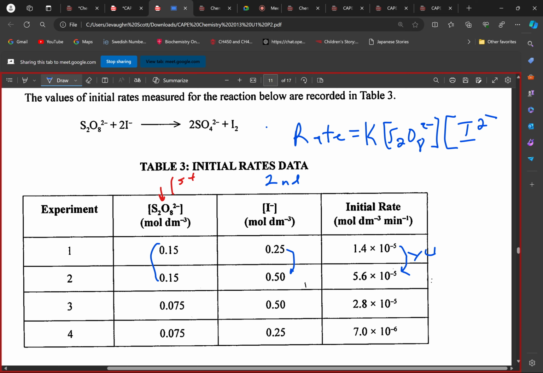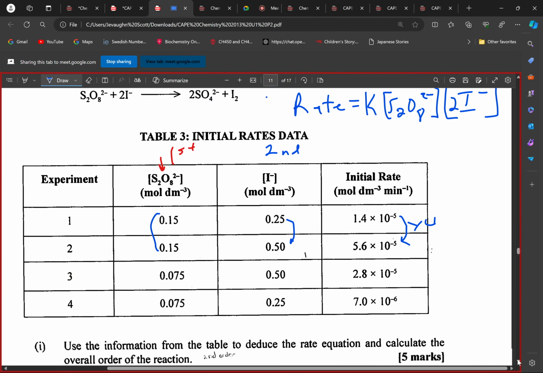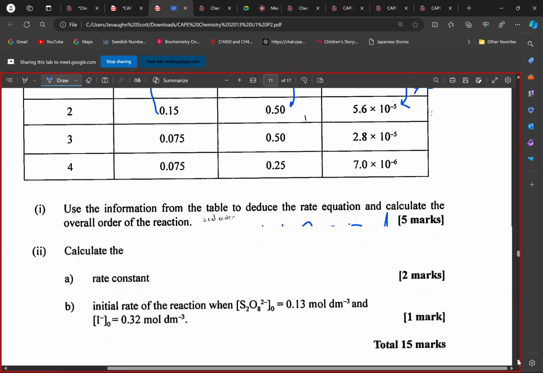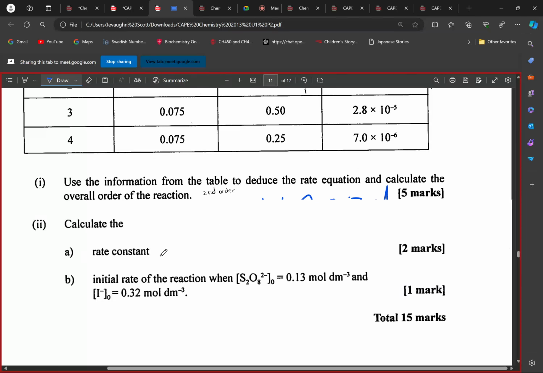What am I doing? Why did I write that 2 up there? All right, let's see. Iodide, squared. So we have that, and the overall order is third order. So that is the rate equation. So calculate the rate constant now. What would be the rate constant?